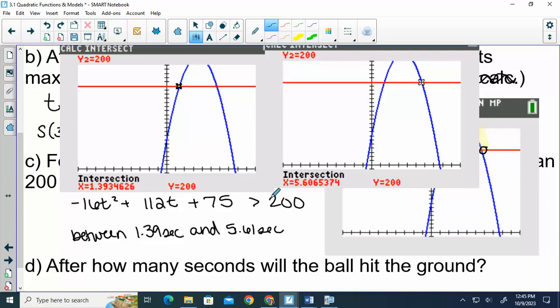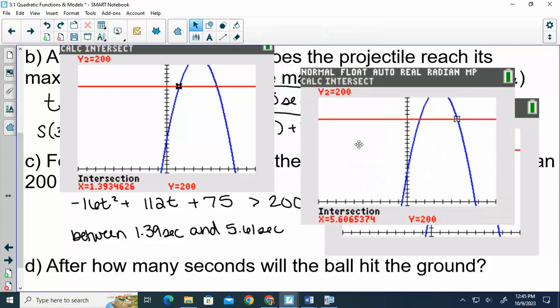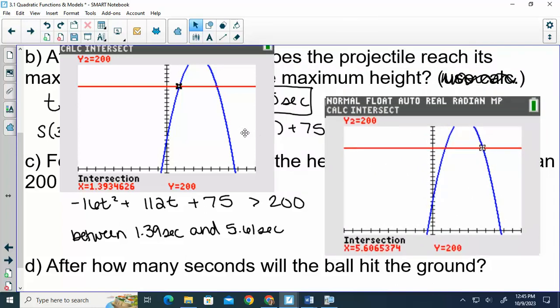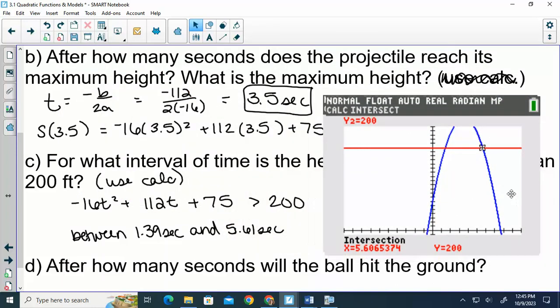Do you guys see that? Okay. Did everybody get it to work on their calculator? We can do them by hand, it's just faster to do it on the calculator.